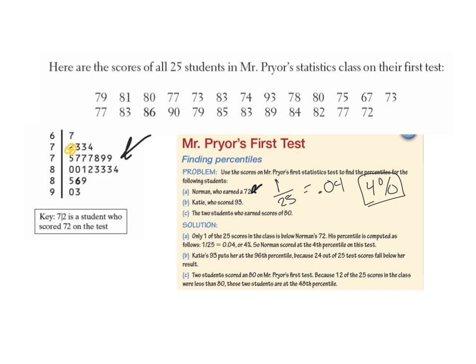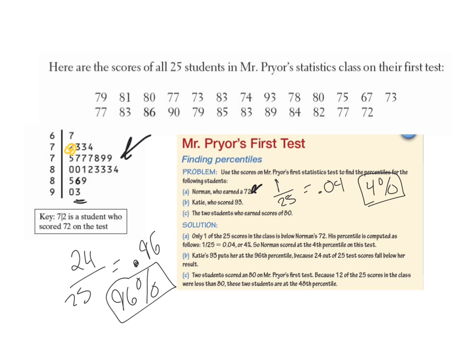Katie, who scored a 93, way over here, scored more than everybody. She's the top dog in this test. So with Katie, there are 24 people who scored less than her. So she's going to be 24 over 25. On the calculator, that's 0.96, or in percentiles, the 96th percentile. So we're looking for how many people scored below that.